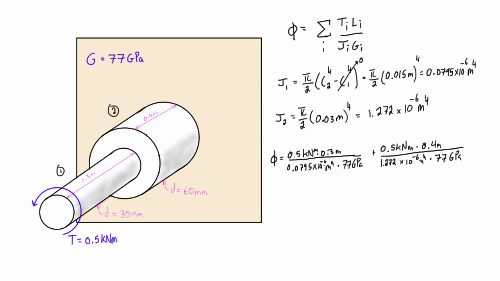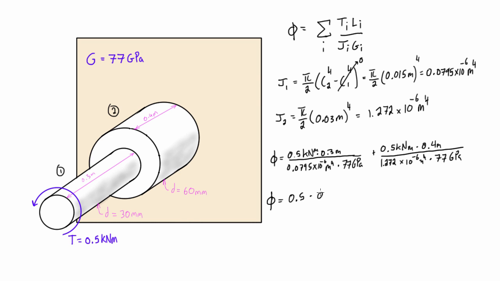So we can basically drop the 10 to the minus 6 meters to the 4, we can drop the gigapascals, and we can drop the kilonewton meters and meters. But only if it's written exactly like this. If we wrote this in newtons, then obviously this isn't going to work out. So if it's written with these units, we drop all that stuff.